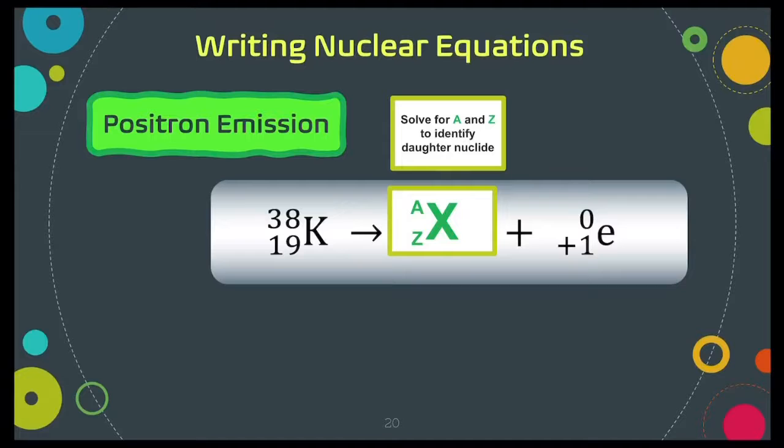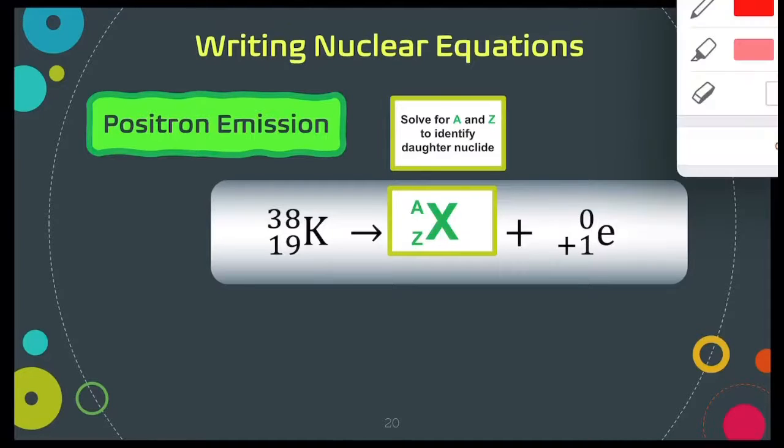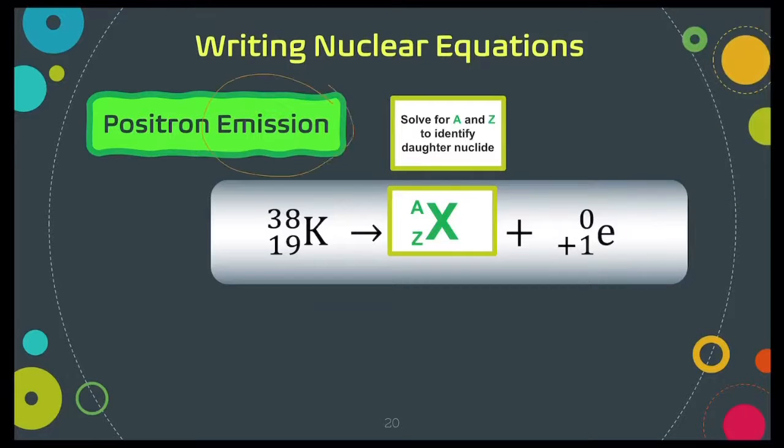So if you're in an honors chemistry class, you're also expected to know a positron and electron capture. So positron emission, note it says emission. So that means that this particle will be released from the nucleus. So it appears on, again, the right side of the arrow.